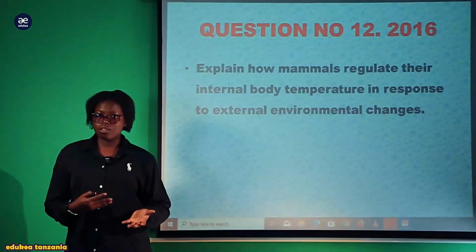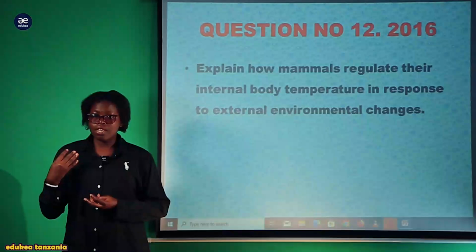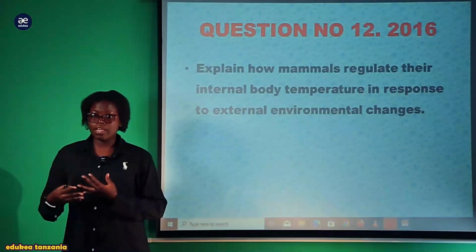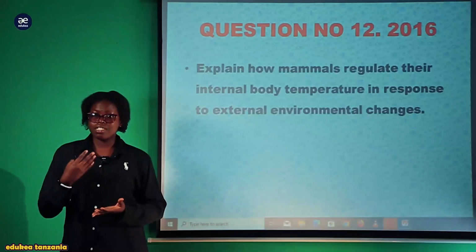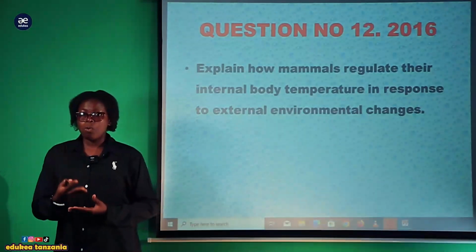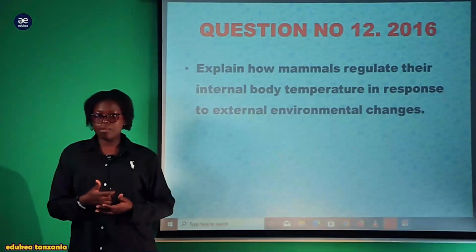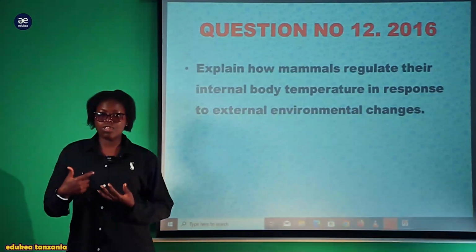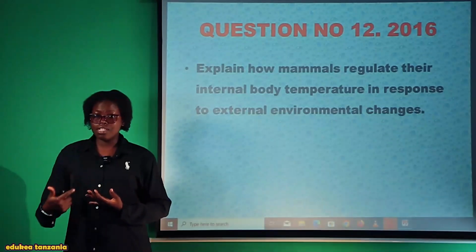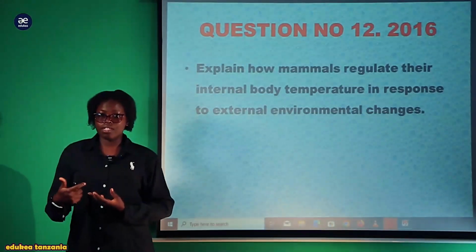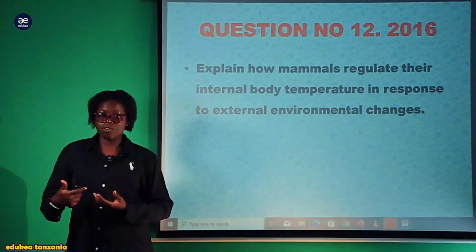While for homeotherms, such as mammals and birds, they tend to produce their metabolic energy internally, and that's why we call them endotherms. So that is just a short description. When we talk about mammals, they belong to those organisms which are capable of regulating their internal body temperature at a constant level despite the variation of the external temperature. In other terms, we can call them endotherms.